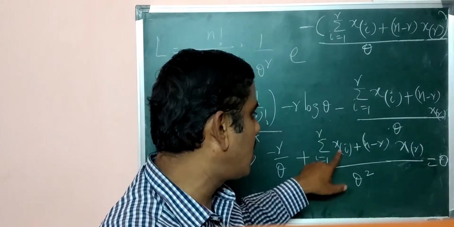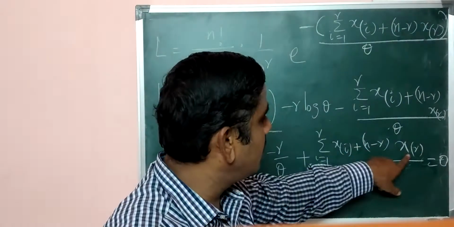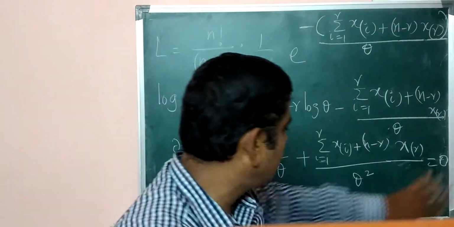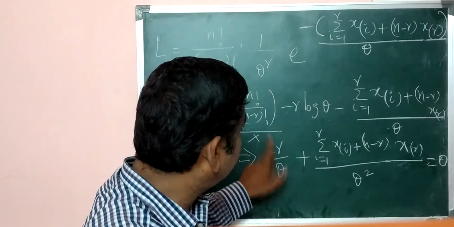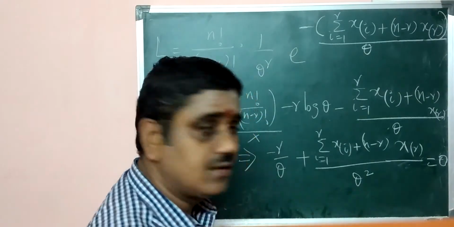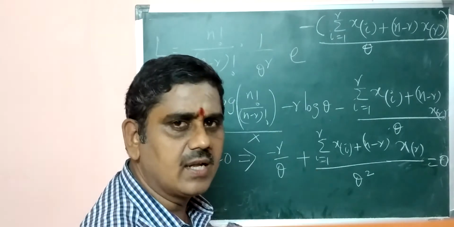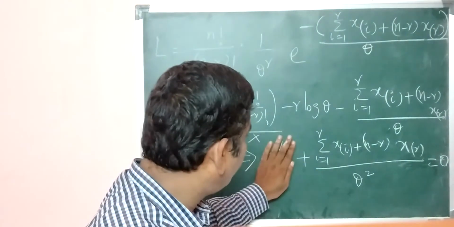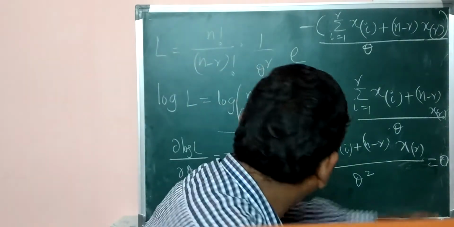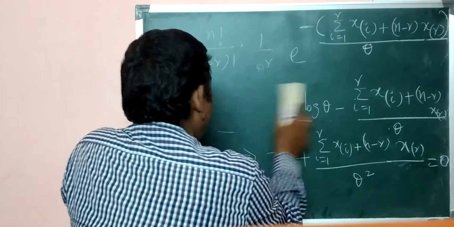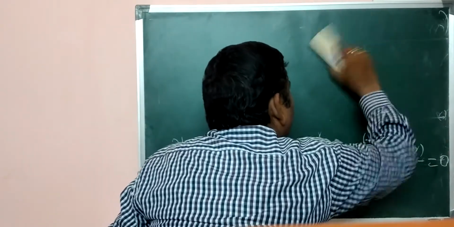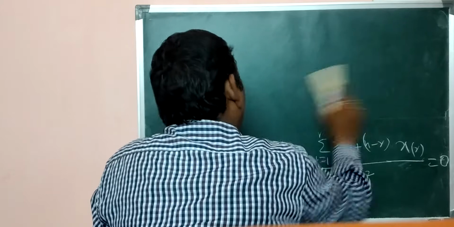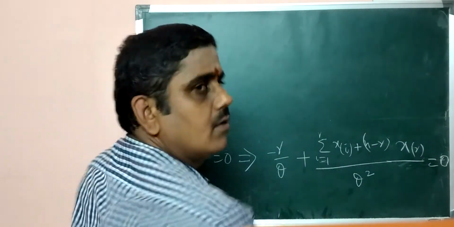Summation i equals 1 to r of xi plus (n minus r) into xr, divided by theta square, is equal to 0. So this entire term is equal to 0. Now I am taking this particular minus term to the right hand side. I cancel one theta, and then I have taken this term to the right hand side. I hope you understand the differentiation. Do you understand? Have you followed the differentiation?